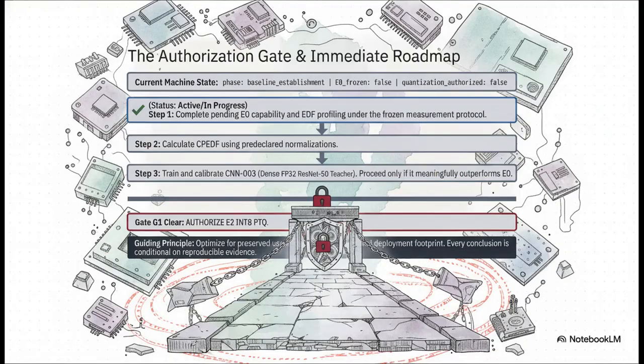As of right now, that A0 baseline actually remains unfrozen. The research roadmap states that quantization remains strictly unauthorized until the final capability profiling, so things like robustness and failure consistency, and final deployment footprint profiling like energy measurement methods are fully completed and approved. They are literally refusing to take a single step forward until the ground they stand on is absolutely solid.